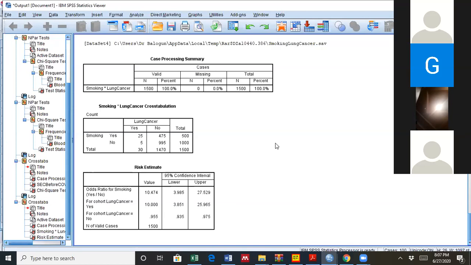It ranges from 3.851 to 25.965. Now, I want to ask, which one is it significant? How will you know if it's significant or not? Okay, let me share here because there's something.